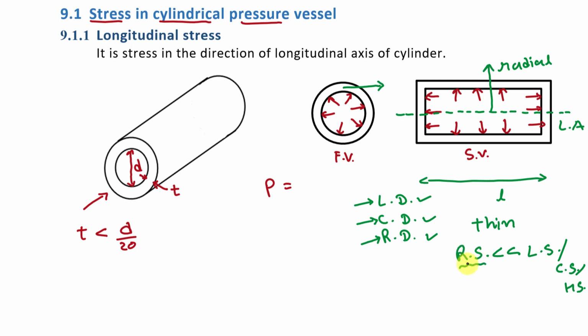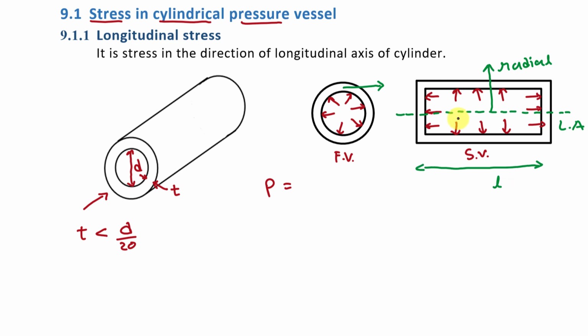Means we assume that radial stress is negligible. Fine. So here we will only consider stress in the longitudinal direction and stress in the circumferential direction. Now let's say we take a cross section of the cylindrical pressure vessel in this direction. So it can be shown like this. Fine. Now here we know that there is pressure acting in this direction. So there will be stress on both of these surfaces, which will be in this direction, and it is in the direction of the longitudinal axis.